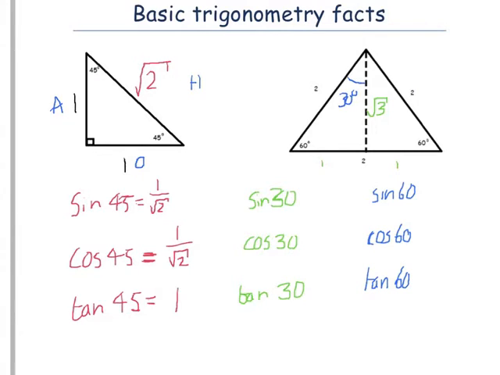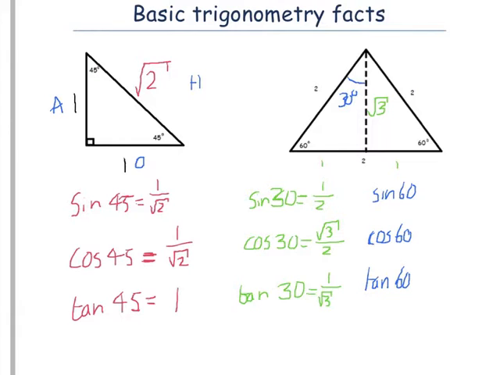So if we look at sine first, sine of 30, so we're using the angle here, so opposite is going to be the 1 and the hypotenuse will be the 2, so 1 over 2. Cos of 30 is going to be equal to root 3, the adjacent, over 2, and tan of 30 is going to be equal to the opposite, which is 1, over the adjacent, which is root 3. So that's 1 over root 3.